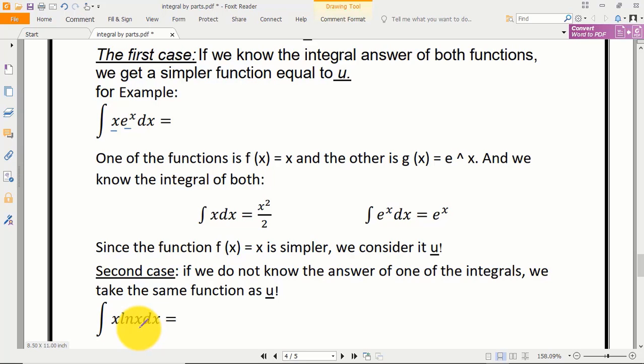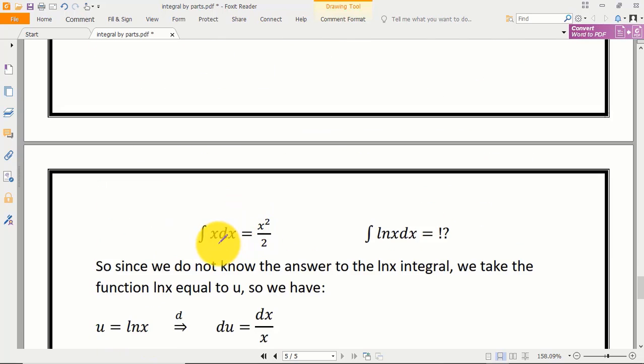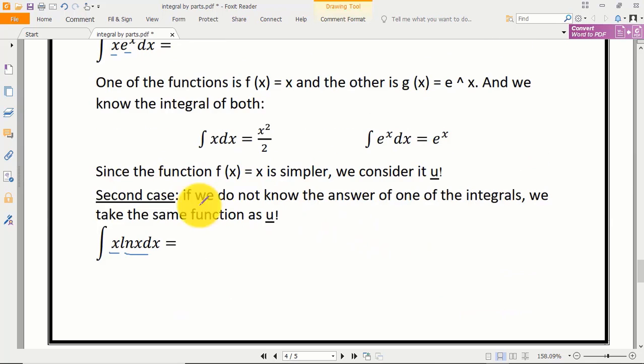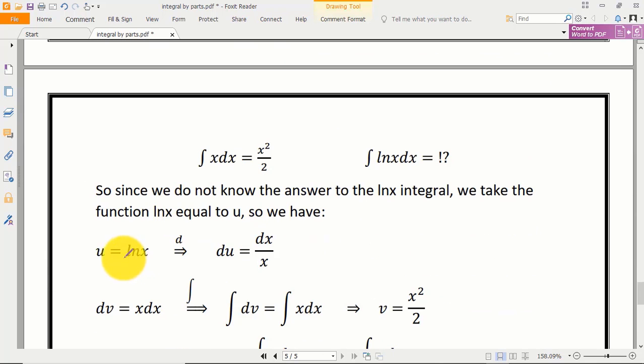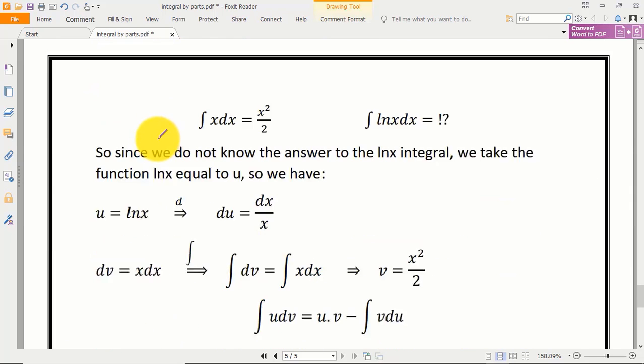Let's put it all to the test. Multiplication of x by ln x. Obviously, I know the integral of x dx. What about the integral of ln x dx? I don't know, so I pick it as u according to the second case. Here we have u equal to ln x, and the rest of it would be dv.